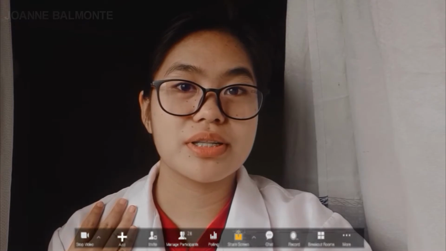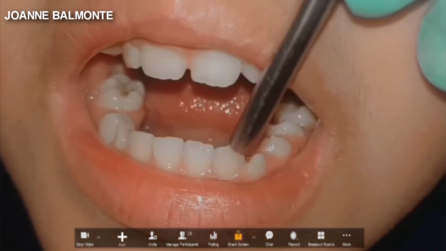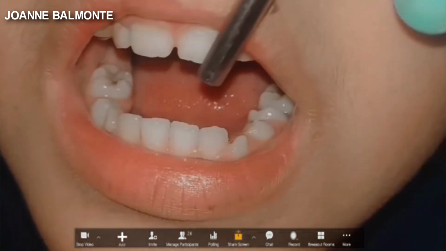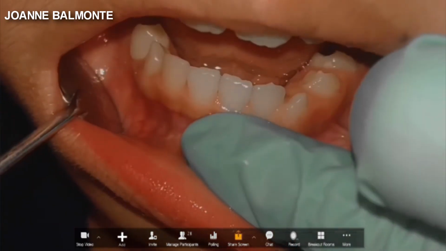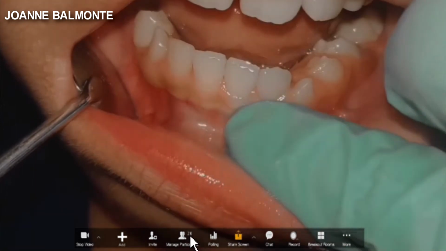Miss Joanne Balmonte and I will be performing percussion and palpation. First, I'm going to do percussion. Percussion is done by tapping the tooth. It is done by first tapping the contralateral and opposing tooth before the offending tooth. Percussion is done to determine if there is already periodontal ligament inflammation. Next would be palpation. The palpation test shows if the inflammation has already reached the periosteum.